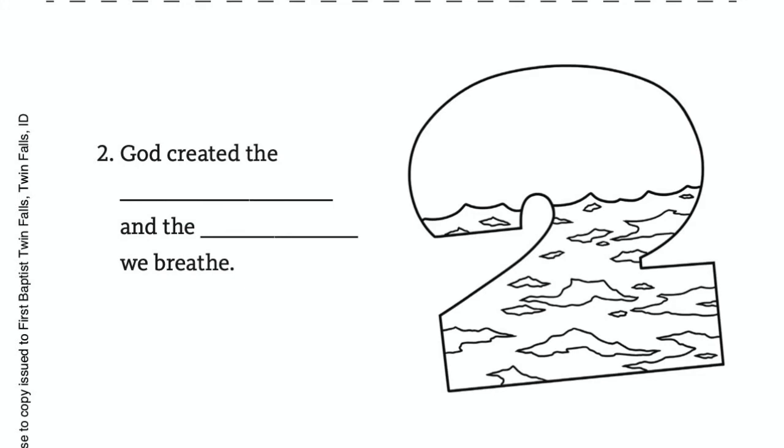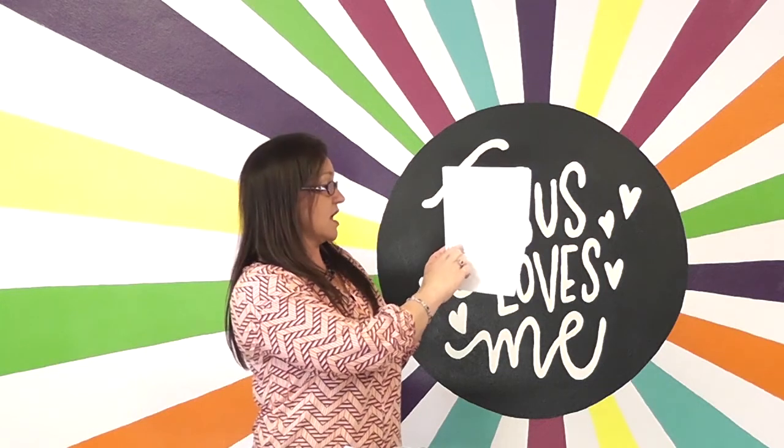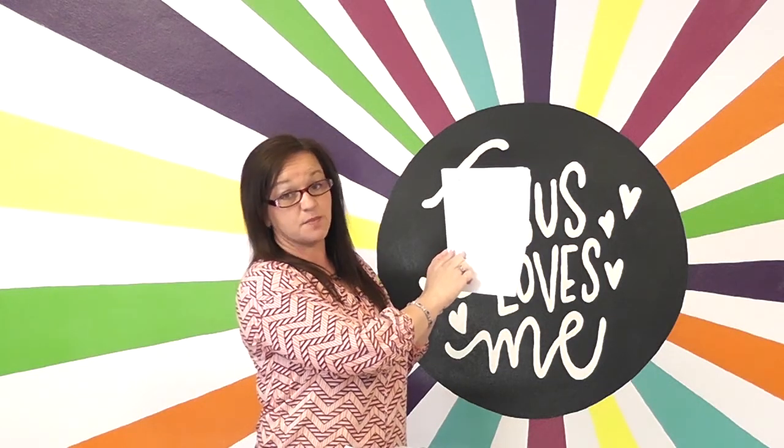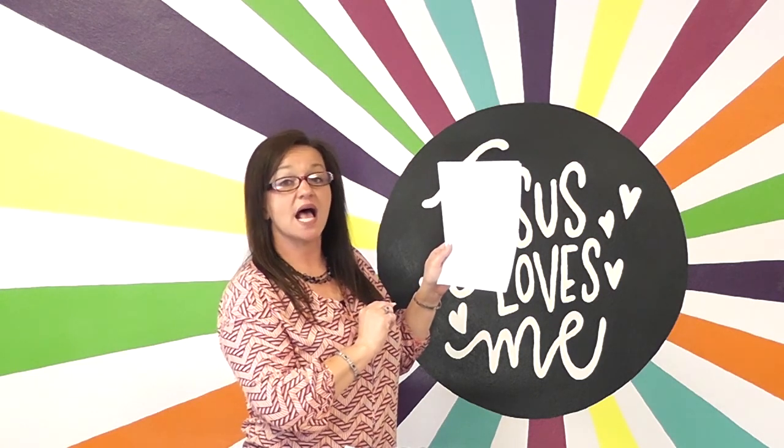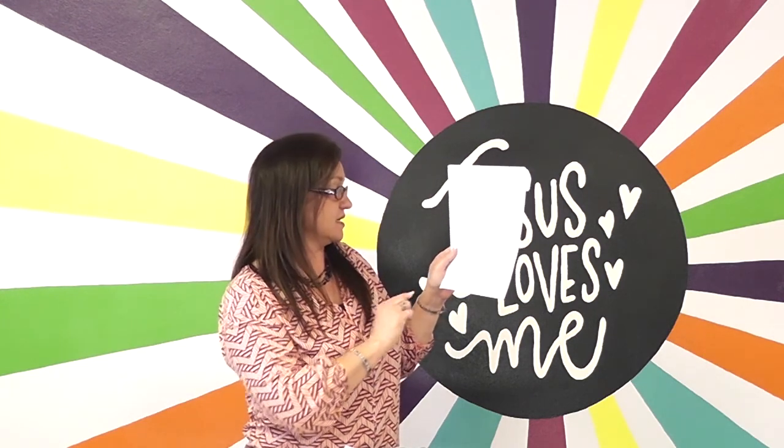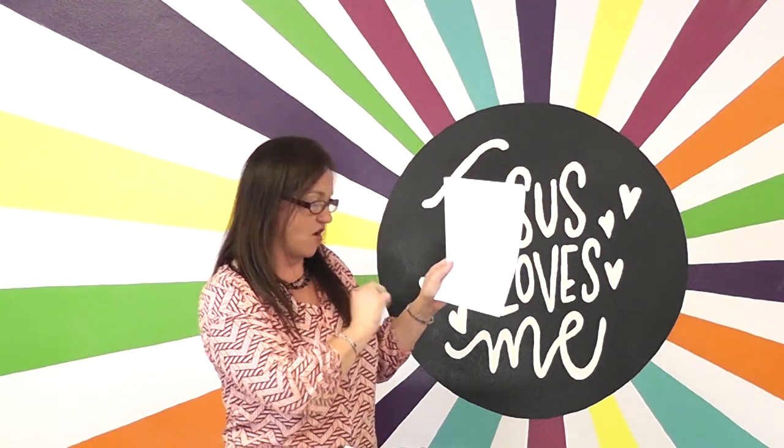On day two, it says God created the blank and the blank we breathe. So you can say God created the sky and spell it S-K-Y. Or you can use the big word atmosphere if you want to. If you want to write atmosphere, it is spelled A-T-M-O-S-P-H-E-R-E. And the air we breathe. Air is A-I-R. Okay, so you have the first whole page of your notes filled in.